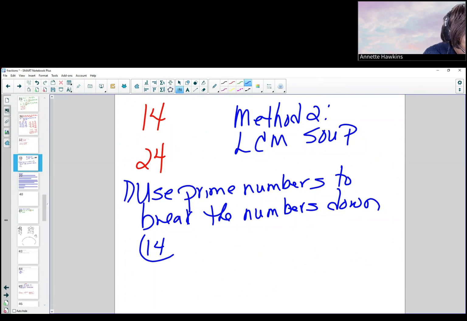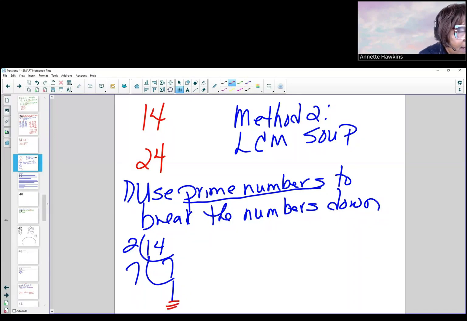I'm going to say 2 into 14. Why 2? Because 2 will divide 14 and 2 is prime. I get 7. Now, you can only use prime numbers. See, it says use prime numbers. Then I say 7 into 7 is 1. When you get 1, you stop.